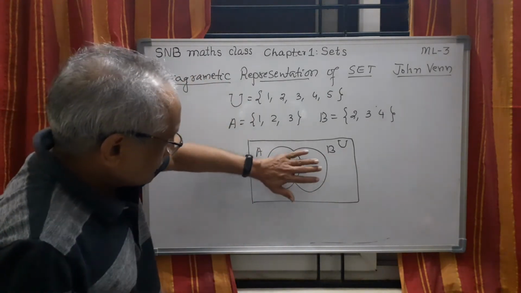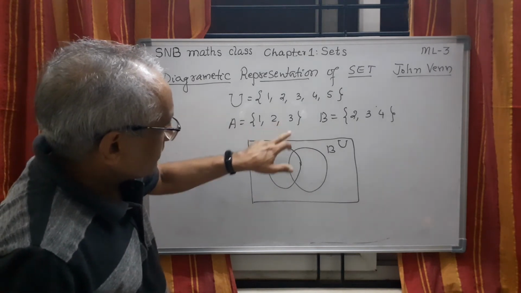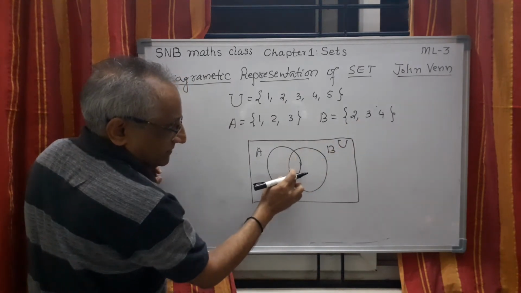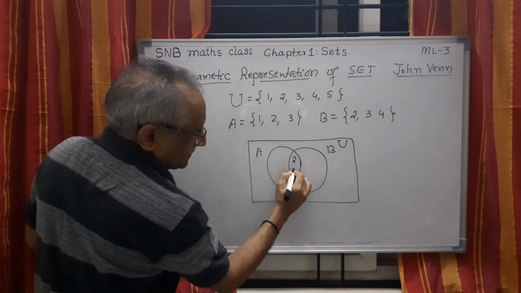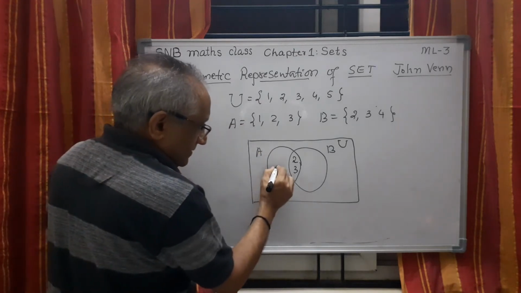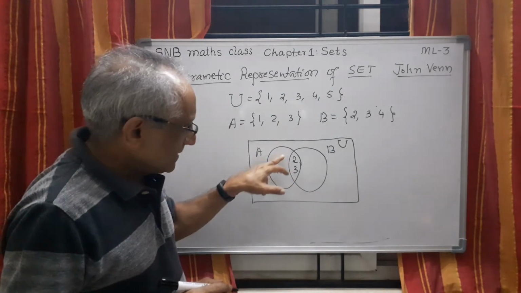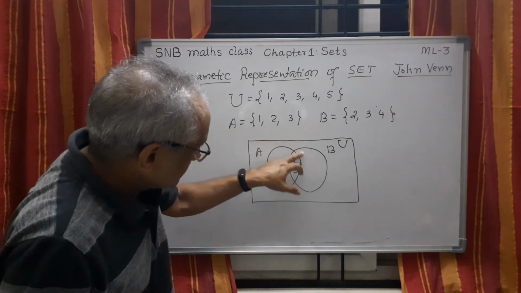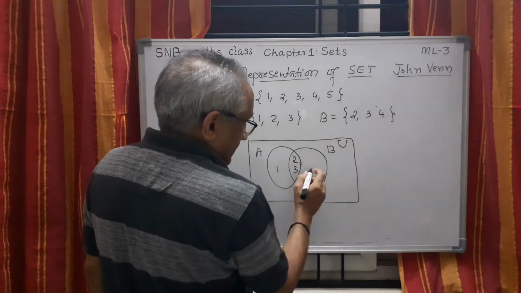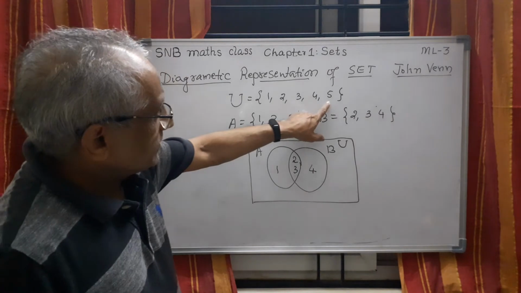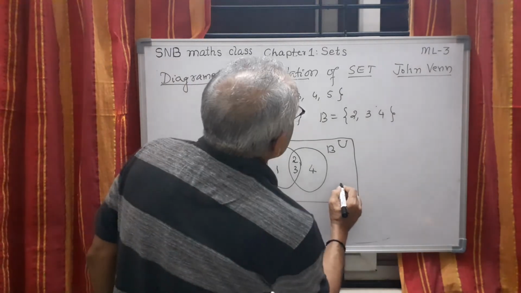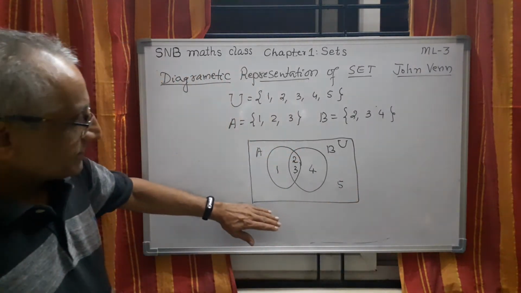Here what you have to do is, when you are writing, see, 2 and 3 are the common elements in A as well as B. So those common elements should come here. This is the common region. Therefore 2 and 3. Then 1 is remaining in A. You can write anywhere here. Place is not important, you can write anywhere, but it should be within this circle or oval shape. And then 4 is there in B, therefore you have to write it here. Now 5 is also there in U, but that is not contained in A or B, so it should be written outside, anywhere here. So this is the Venn diagram.